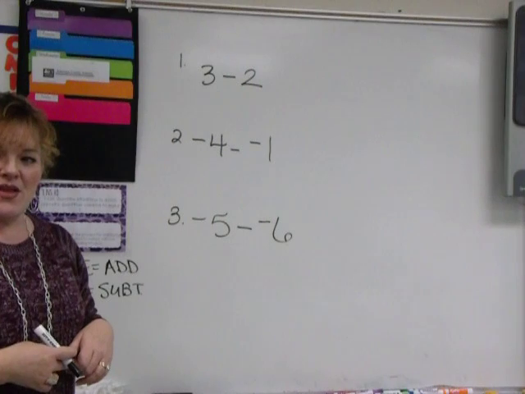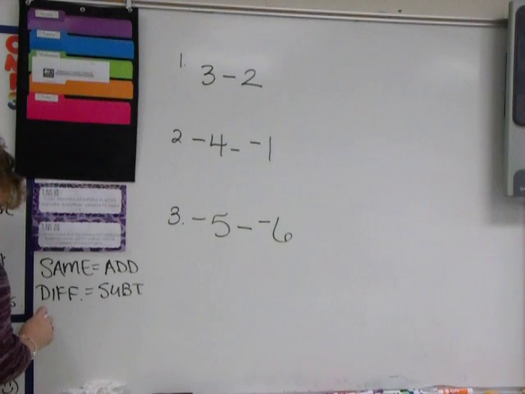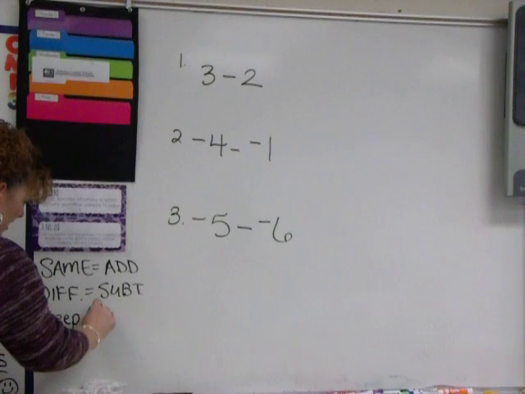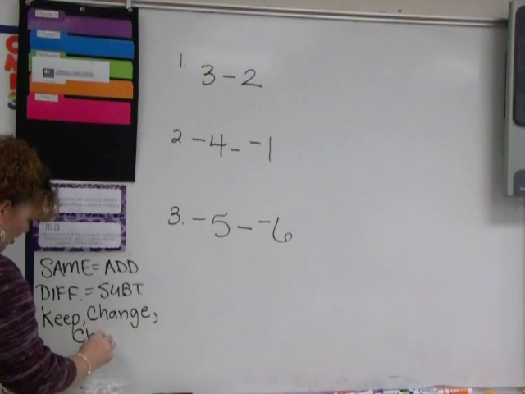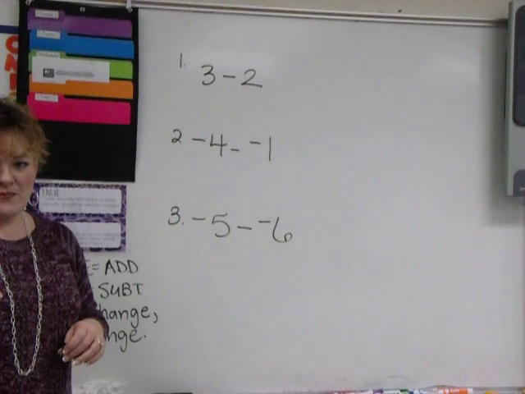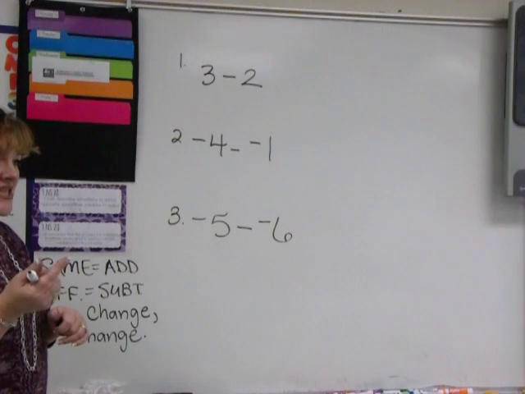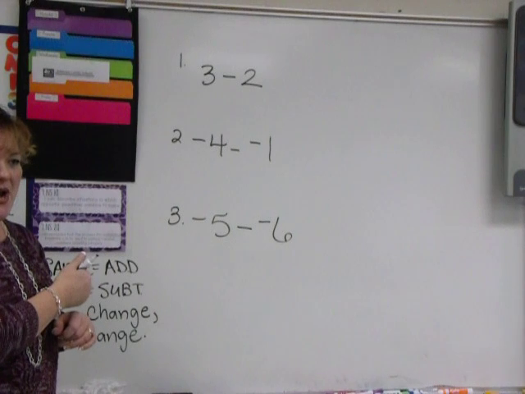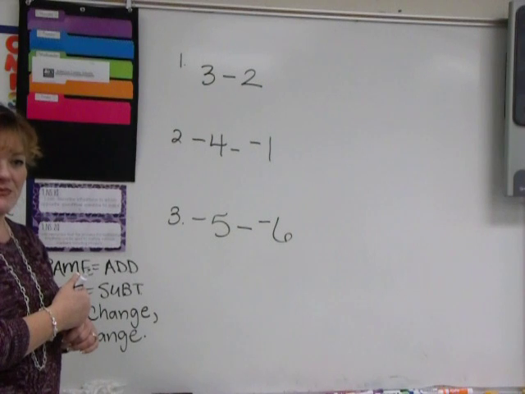Now I will remind you that the rule for subtraction is keep the first number the same, change the sign from subtraction to addition, and then change the sign of the second number. So it's keep, change, change. And we will actually go through that process after we do the chip model to solve them. I will show you what you should be training your mind to do, because when you get into 8th grade, that's what she's going to be expecting you to do.